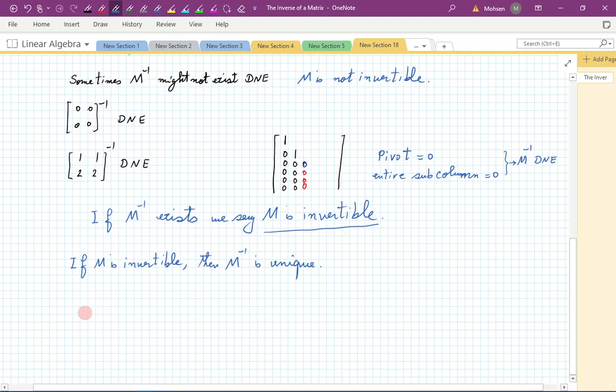Next property that we come across: sometimes you want to solve an equation, like you have M times X is equal to something on the right hand side.